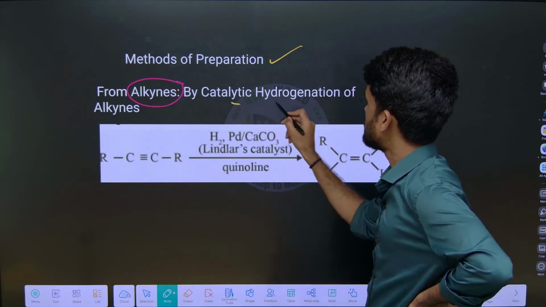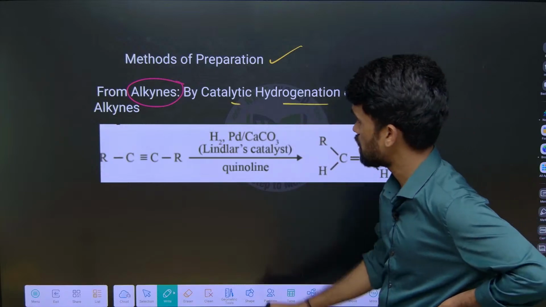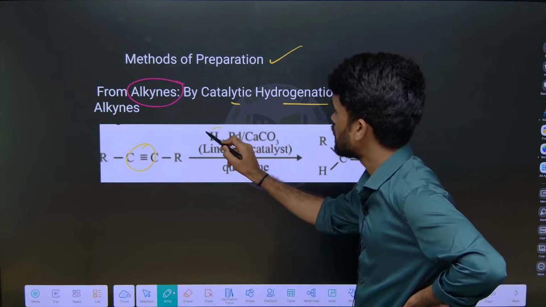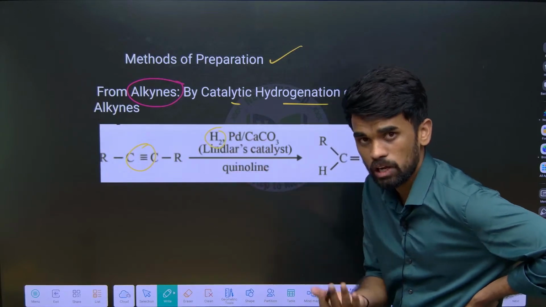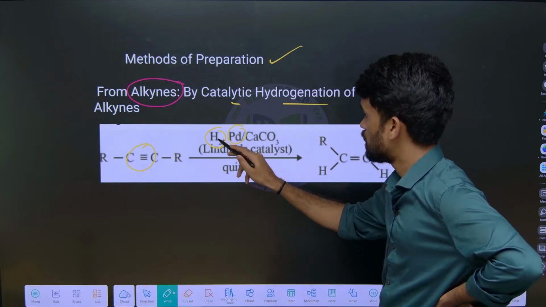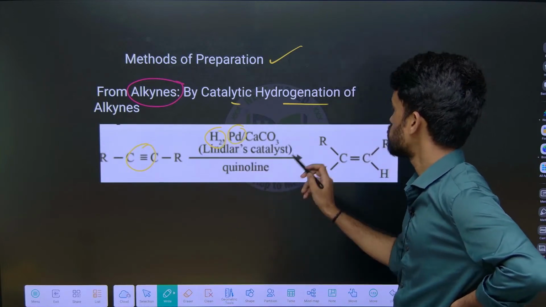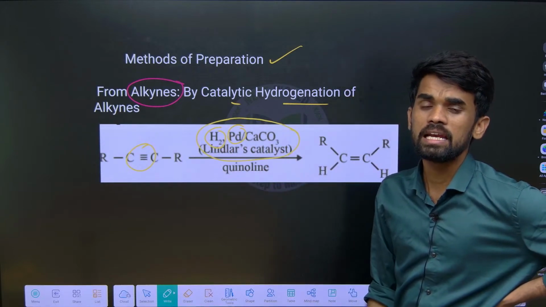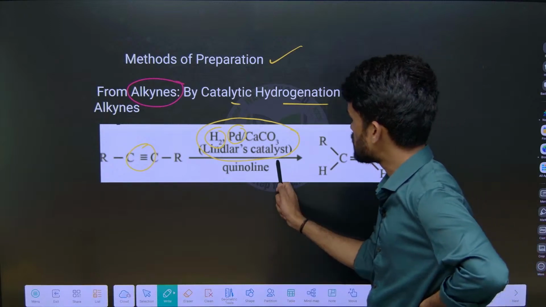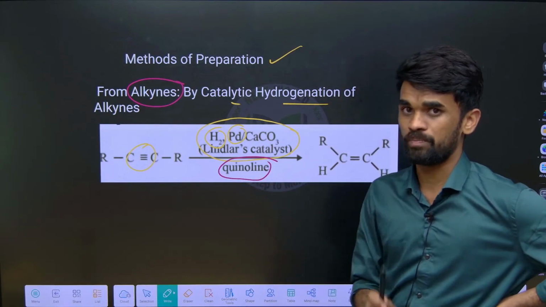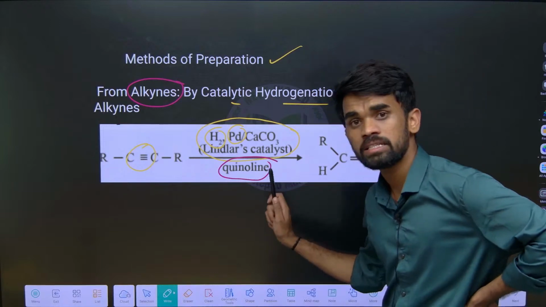By catalytic hydrogenation of alkynes: when we treat an alkyne with H2, hydrogenation only, using palladium, H2, Pd, CaCO3, this combination is called Lindlar's catalyst. Here, what is the use of quinoline? Quinoline acts as a catalytic poison.